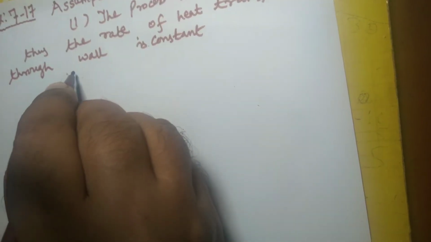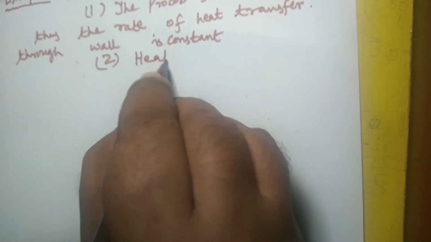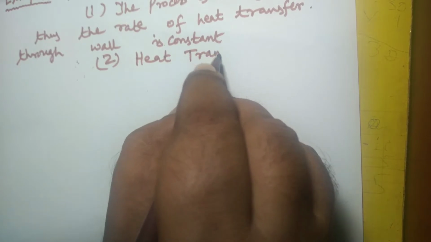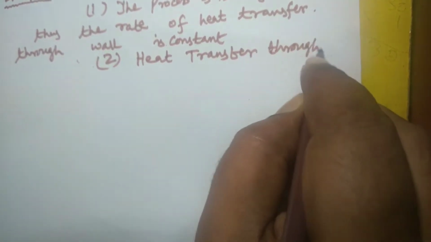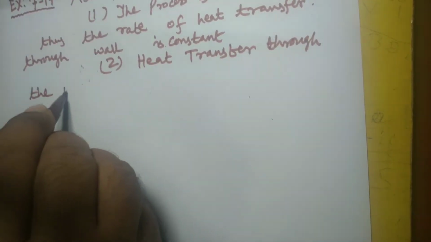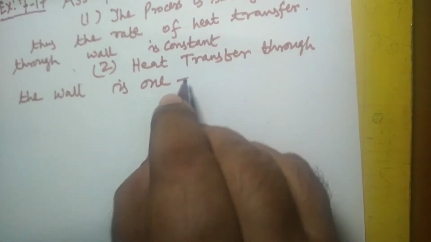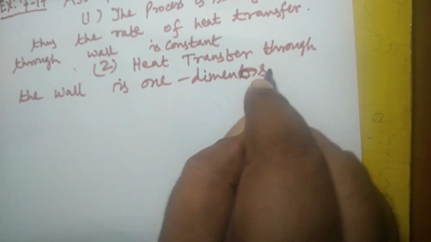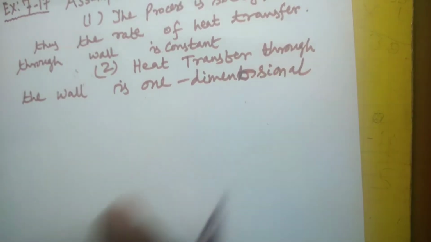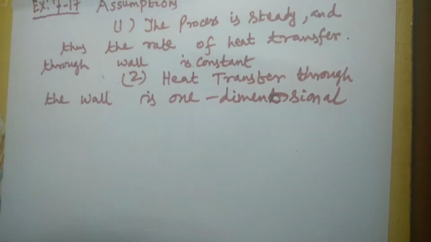And then the second assumption is that heat transfer through the wall is one dimensional. Here heat is flowing in only one direction through the wall, so there is no heat transfer in the perpendicular direction to the wall. So that's why it is a one dimensional heat flow.